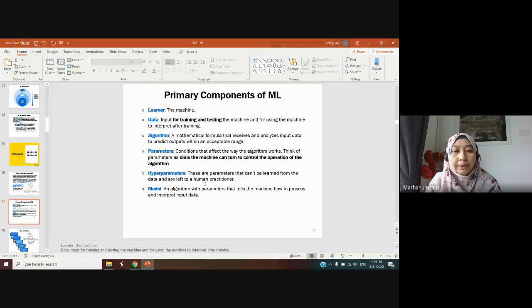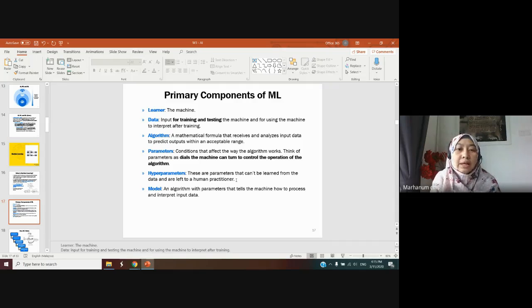So hyperparameters are the parameters that cannot be learned from the data and are left to the human practitioner. Hyperparameters are what people determine. Okay, because at first when we open up our laptop, we open the Google search engine, so basically we type keywords, right?